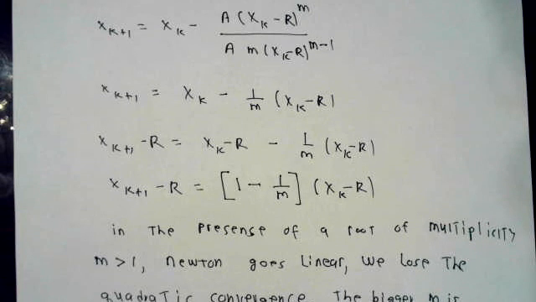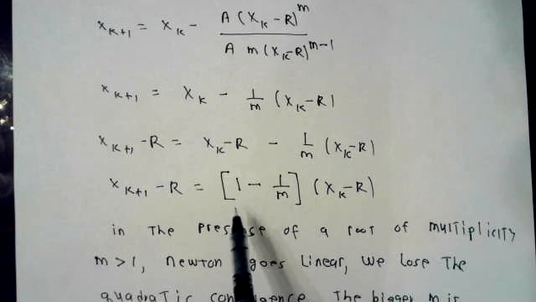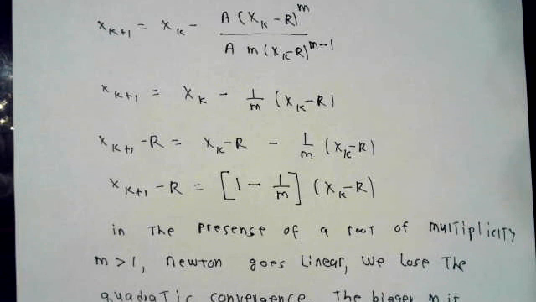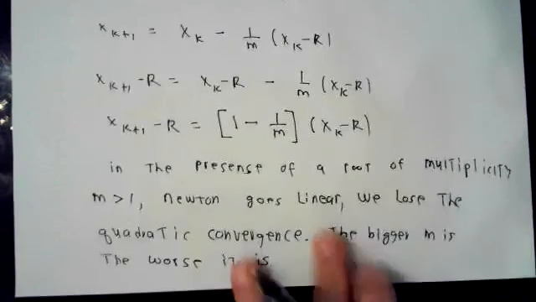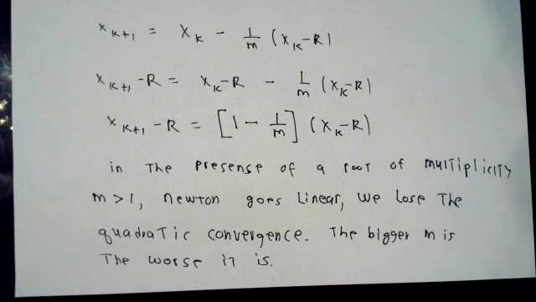This is a disaster. This is linear convergence. This is first order convergence. If m was 2, this would be 1/2, and I'm getting back that same slow convergence that bisection had. We have lost quadratic convergence here. And the bigger the multiplicity, the worse that it is.